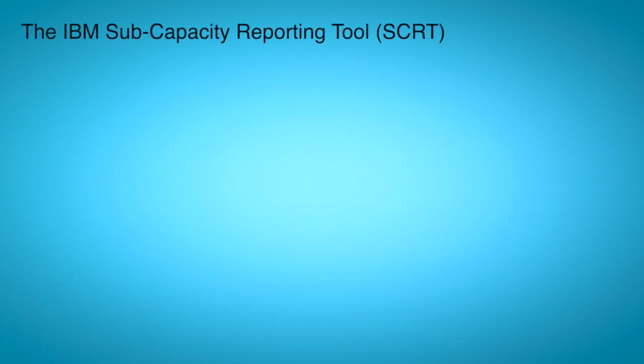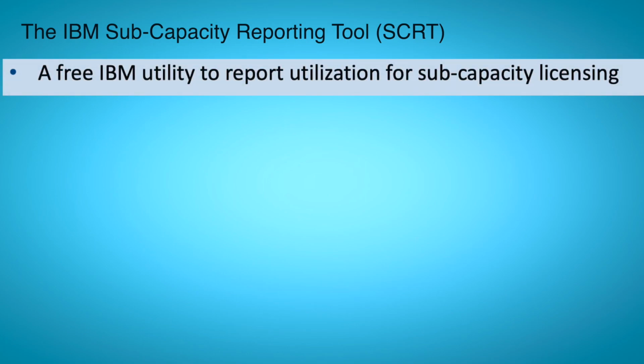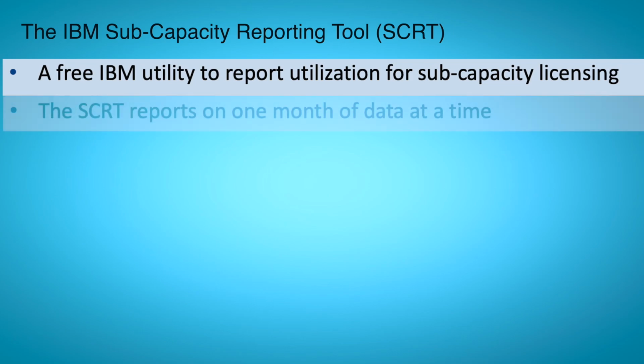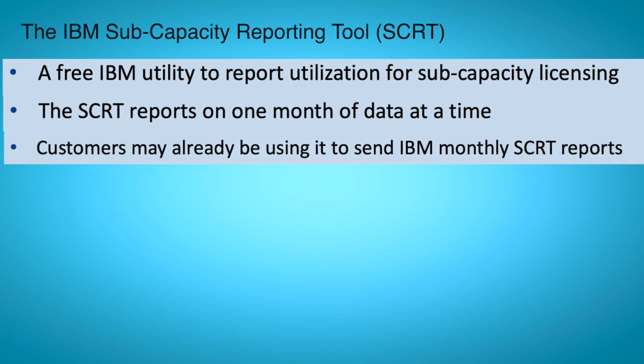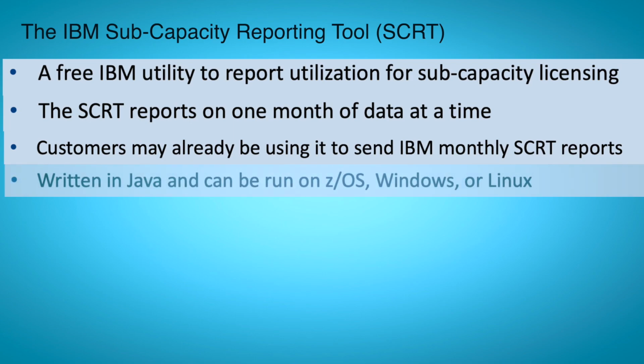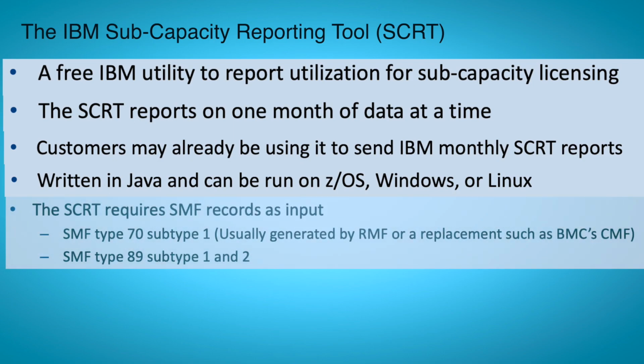The IBM Subcapacity Reporting Tool, also known as SCRT. It is a free IBM utility used by customers to report utilization for subcapacity licensing. The SCRT reports on 1 month of data at a time. Customers may already be using it to send IBM monthly SCRT reports. The SCRT is written in Java and can be run on z/OS, Windows, or Linux operating systems.